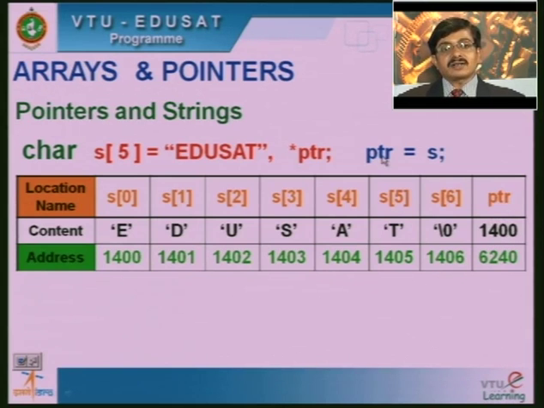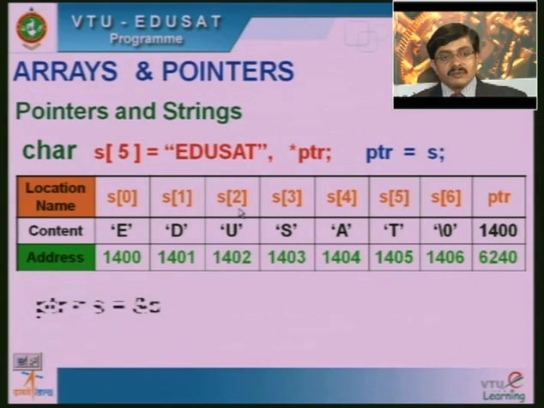Ptr is also a pointer variable, which will get allocated in some other memory location. I am assuming here the address of ptr is 6240, and the value it is holding is the base address of the array s, which is an array of characters. So 1400 is the base address of this array s, and that will be held in the pointer variable ptr. Ptr is a pointer to char here. Now we can see ptr is equal to s is equal to &s here, which are all holding the same value 1400 in this context.